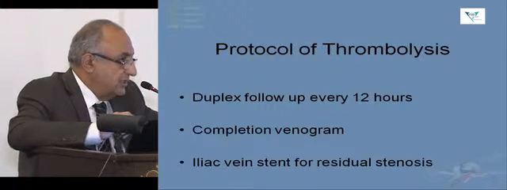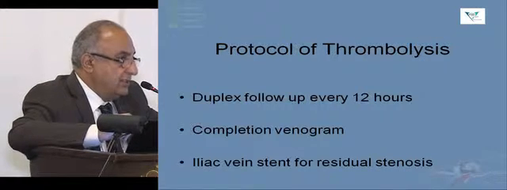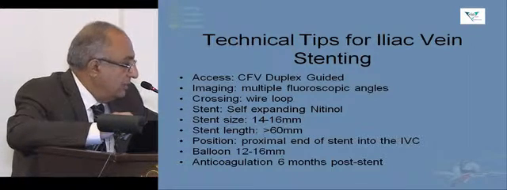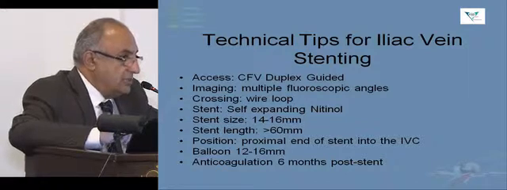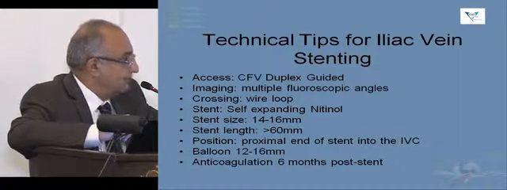And we position the stent with the proximal end into the inferior vena cava so that the lesion would be centered over the stent. We use large balloons from 12 to 16 millimeters according to the caliber of the common iliac vein. And the patients are always anticoagulated for at least 6 months after the stenting.